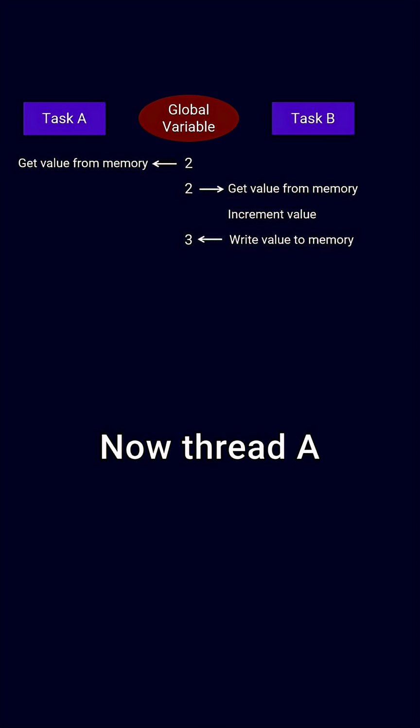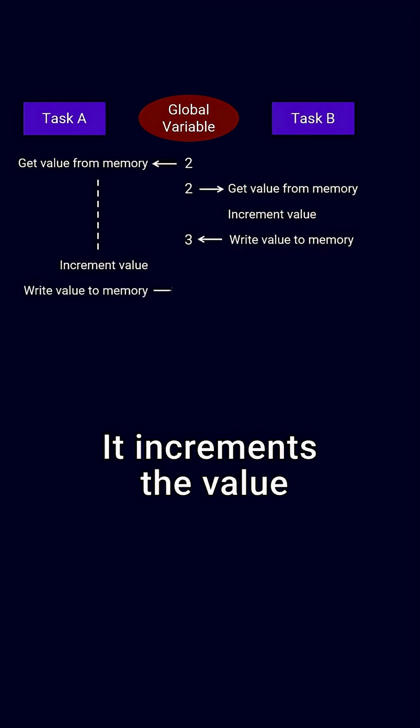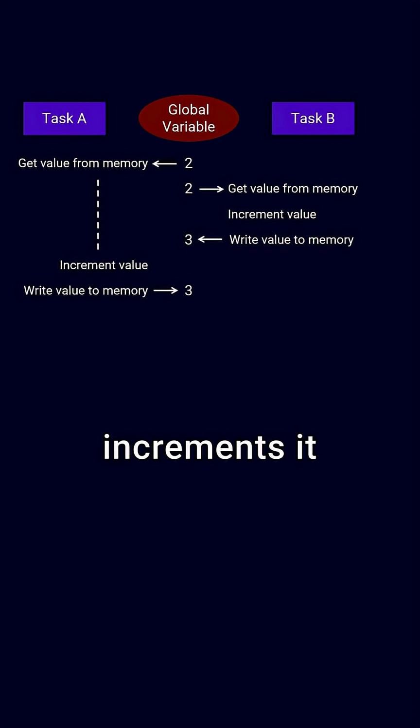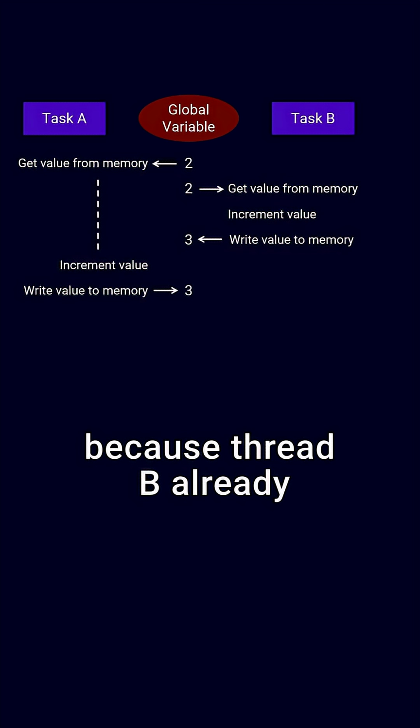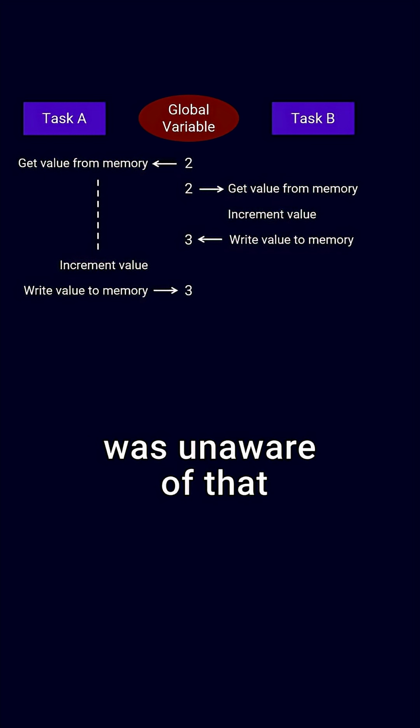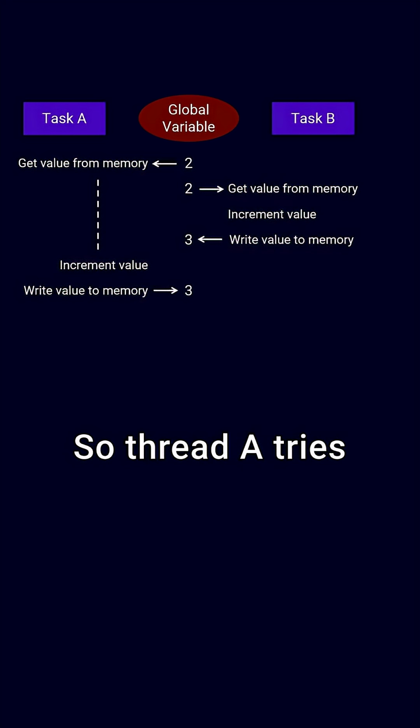Now, thread A picks up where it left off. It increments the value it had originally copied, which was 2, and then tries to write it back to memory. This is a problem because thread B already modified that variable, and thread A was unaware of that change. So thread A tries to write the same value.